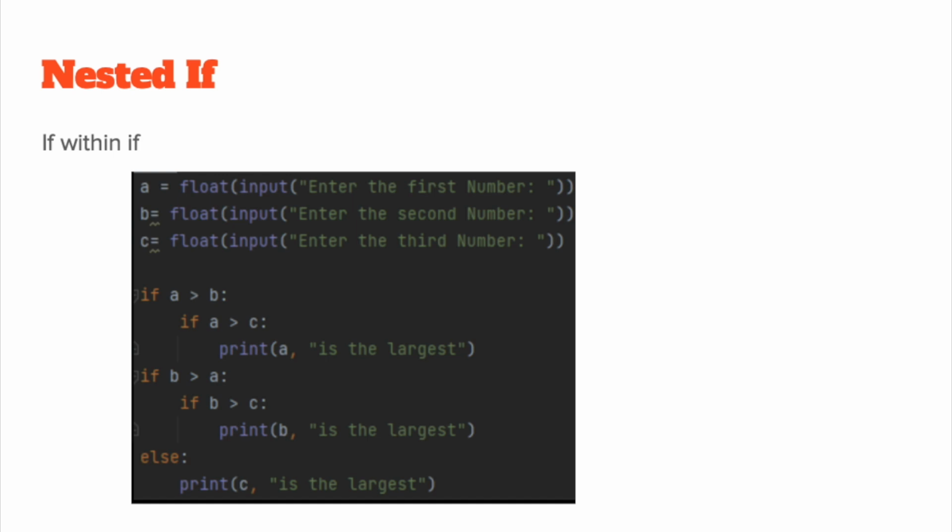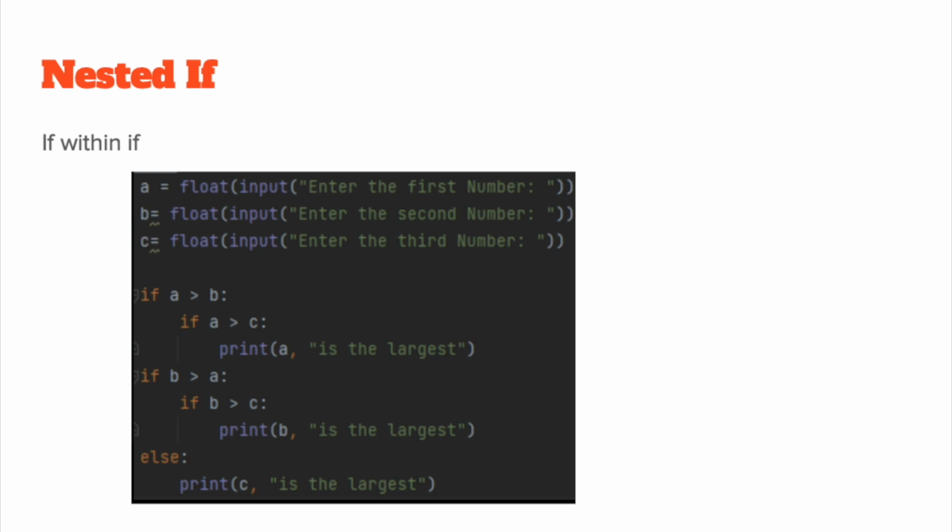Okay, we could also do this using a nested if statement. Now, a nested if statement is basically an if within an if. So when you're not using Boolean operators, you can use 2 if statements to get the same answer. So here we're going to check if A is greater than B first, and then in that we're going to check if A is also greater than C, and then we're going to print out A is the largest.